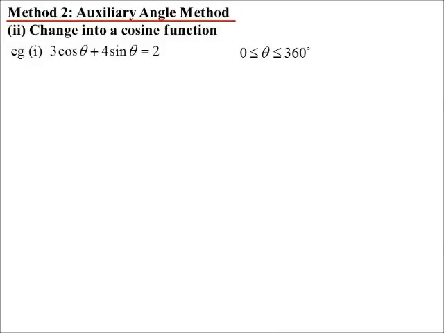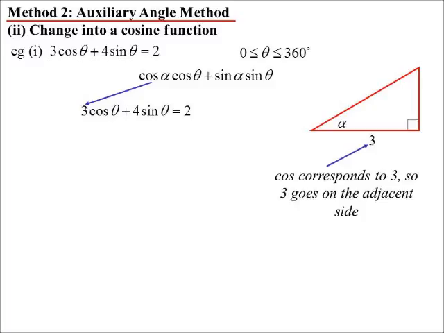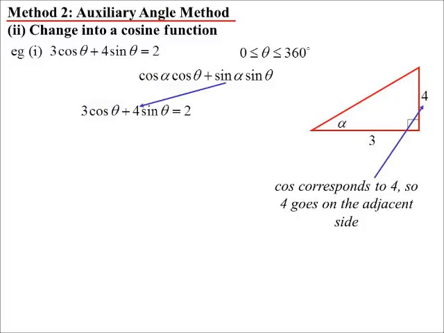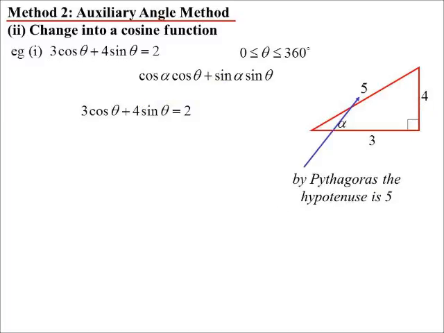I could have changed it to a cosine function if I wanted to. Let's do it. Same question. But this time, I would want it in the form cos, sine, sine. So the cosine, 3 must somehow relate to that. I'll make that the adjacent. Sine, opposite, I'll make that equal to 4. Once again, the hypotenuse is 5. So it's going to be 5 cos, but this time, if it's not the sine, it's not the sine. So it's theta minus alpha is equal to 2.